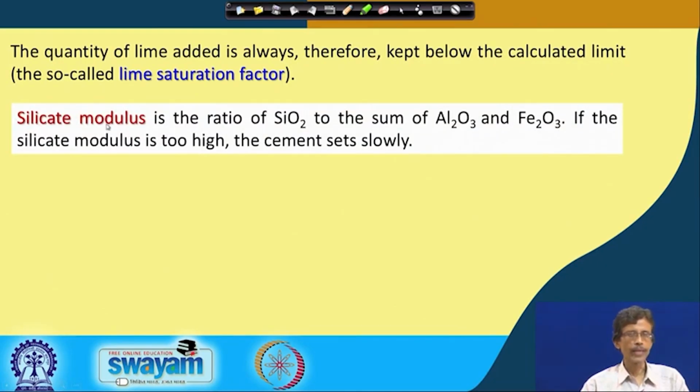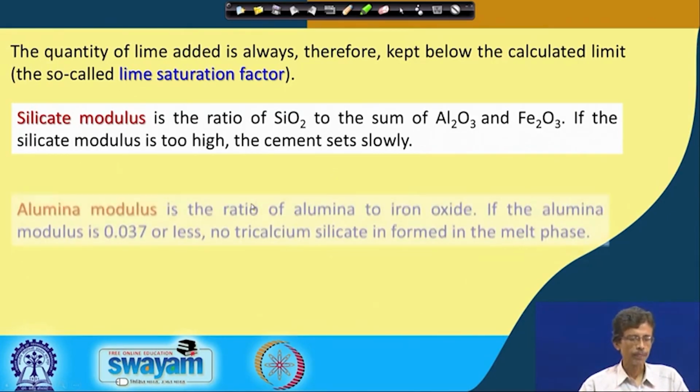Then the amount of silicate. These are the two basic things we are talking about: one is calcium oxide and the other is your SiO2. The silicon modulus tells you how much SiO2 there is relative to the sum of Al2O3 and Fe2O3, because in one case you have Al2O3 instead of silica, and in another case you have both Al2O3 and Fe2O3. If the silicate modulus is too high, the cement sets slowly. So depending upon the amount of silica content, the nature of the cement will vary.